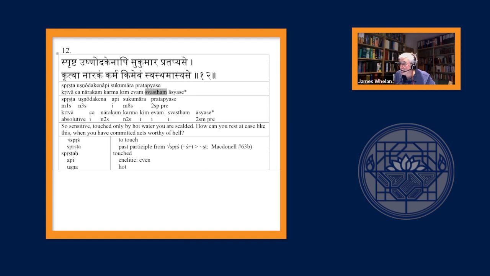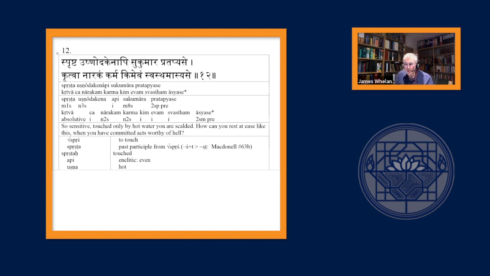Not only was that good, it got better as it went along. Seriously, can you just read the first pada again? A pada is a half line. So read just the first half line again, starting sprishta.